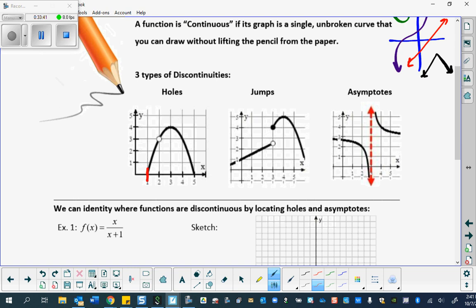Can you trace this entire graph without picking up your pencil? No, there's a hole in this graph.